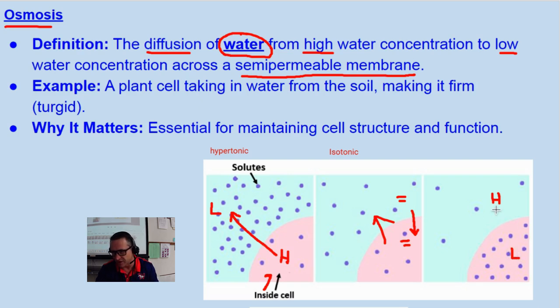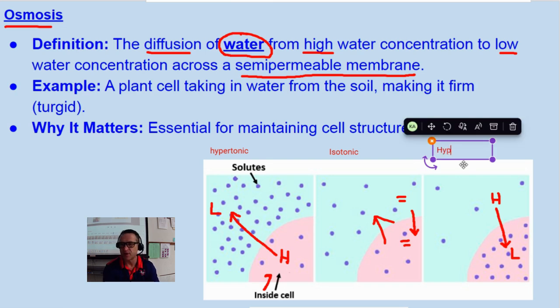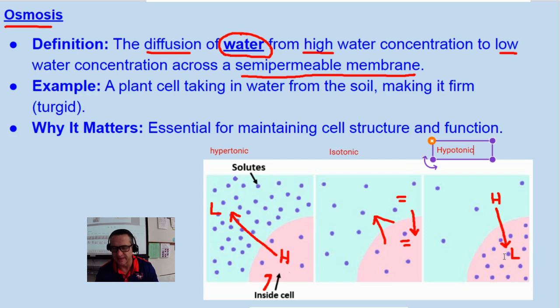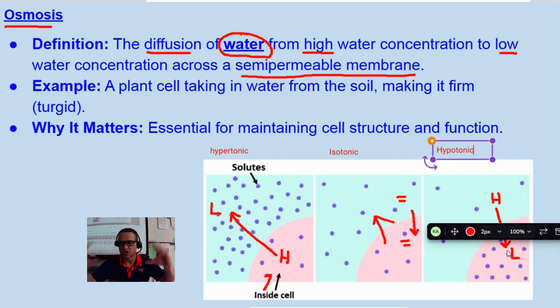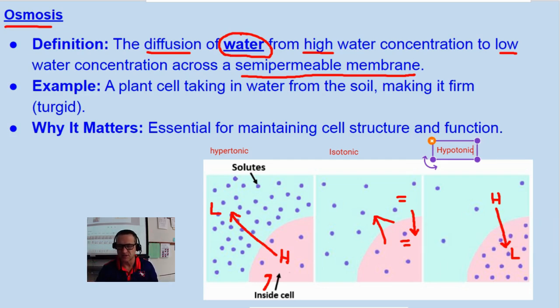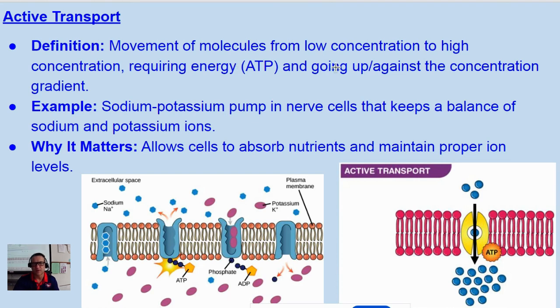So in this case, the water is going to move into the cell from high concentration to low concentration. And this would be considered a hypotonic solution. Hypotonic solution. And this one, since water is moving in, the cell will get bigger. All right, so that's osmosis. All right, so we went over the three types of passive transport: diffusion, facilitated diffusion, osmosis. You should have some good notes on those.